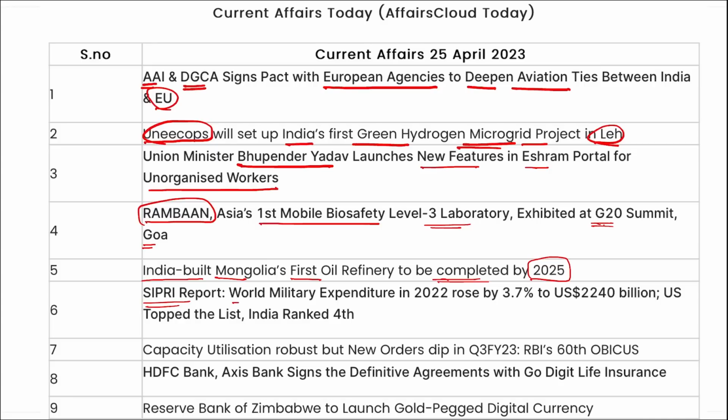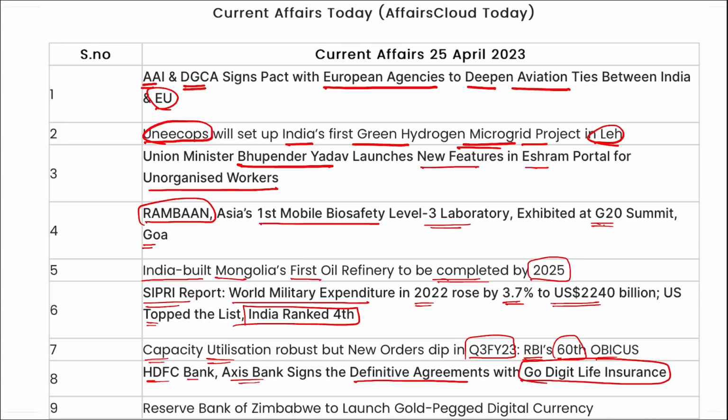SIPRI report: the world's military expenditure in 2022 rose by 3.7% to $2,240 billion, and the USA topped the list while India was ranked 4th. Capacity utilization is robust, but new orders dip in the third quarter, says RBI's 60th OBICUS report. HDFC Bank and Axis Bank signed the definitive agreement with Go Digit Life Insurance.